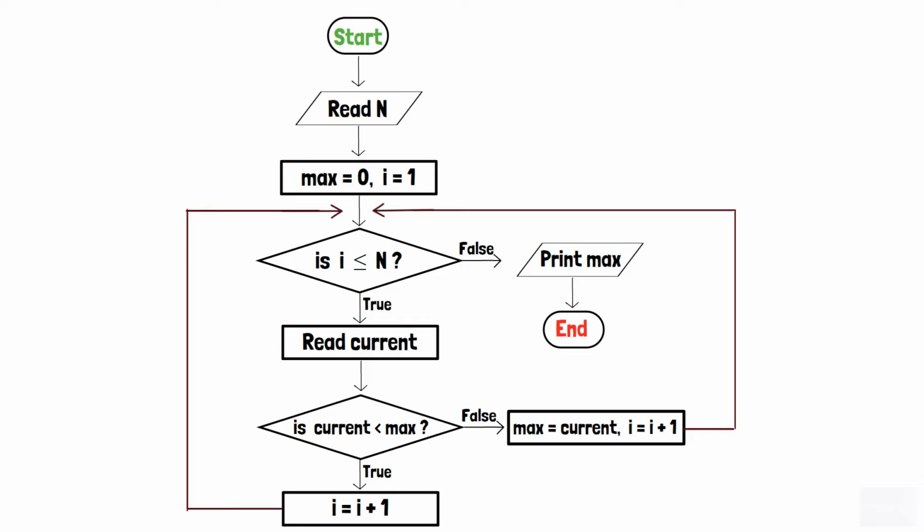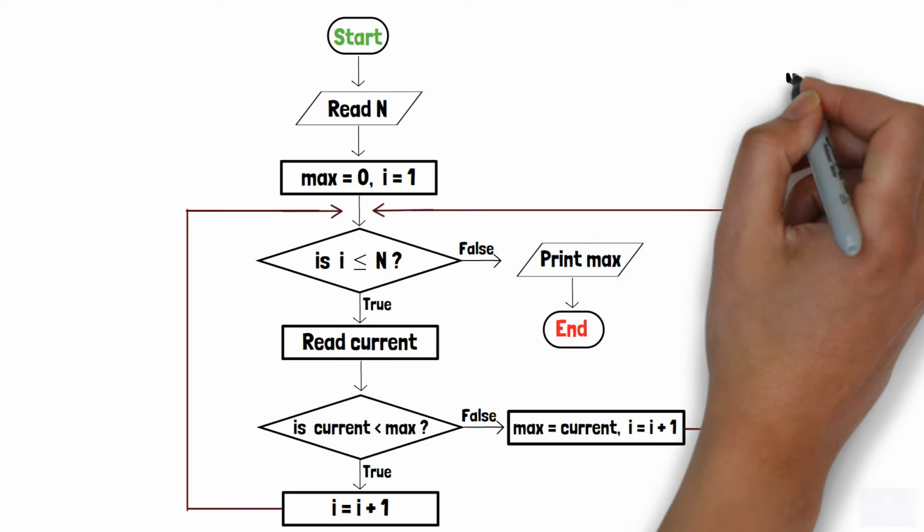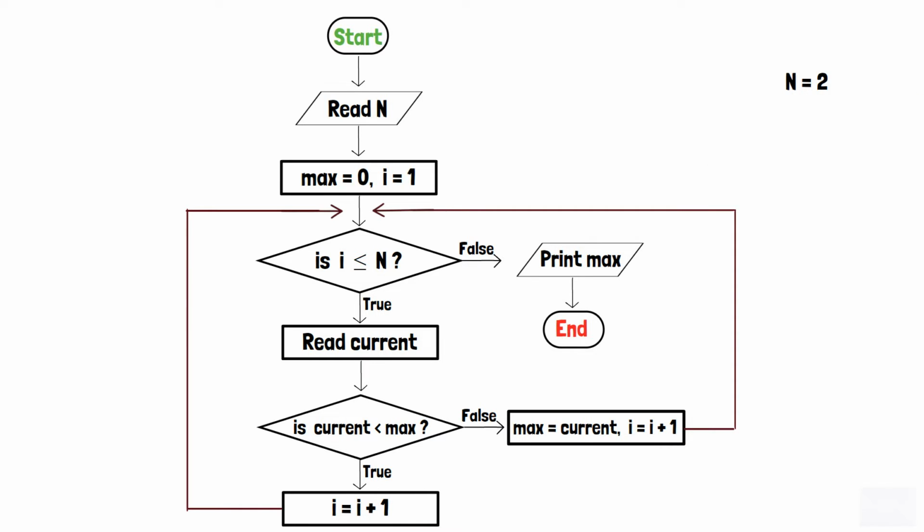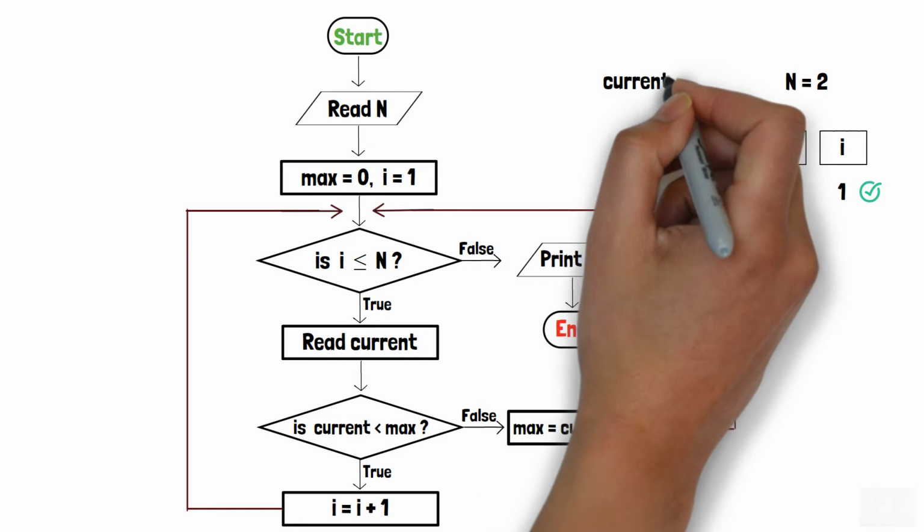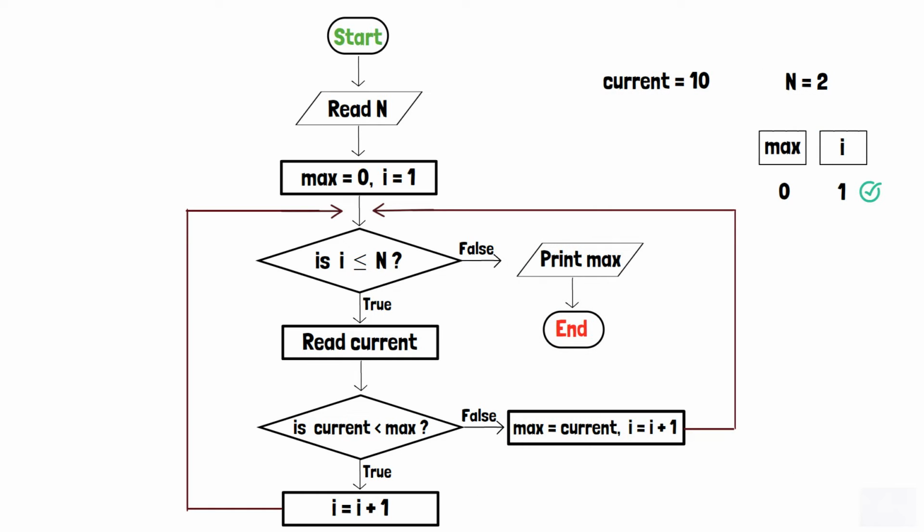Now, let's understand the workflow of the program by dry running. Consider n is equal to 2. Initially, the value of max will be 0 and the value of I will be 1. As I is equal to 1, the condition in the decision box is true. That is, 1 is less than or equal to 2. Thus, an input is accepted from the user, let's say 10. Further, 10 is compared with max, which is 0.